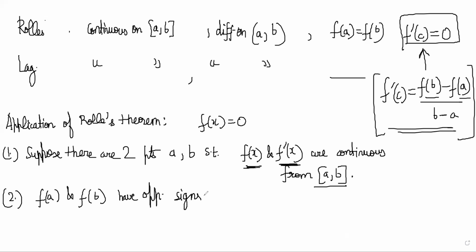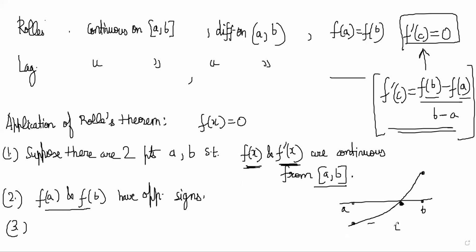Right. If f(a) and f(b) have opposite signs, then you have to have a point where they cross zero, no? On one side the function is below the x-axis and on the other side it is above the x-axis, right? This is A and this is B, so f(a) is negative and f(b) is positive. Since f(x) is continuous, it has to cross this point somewhere.